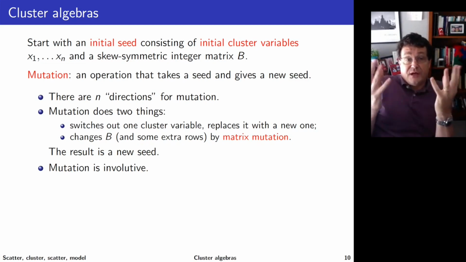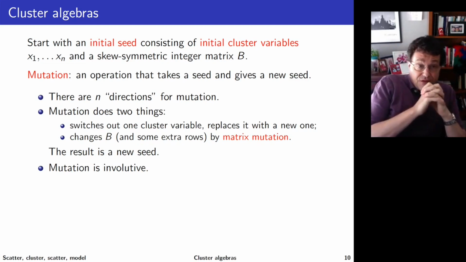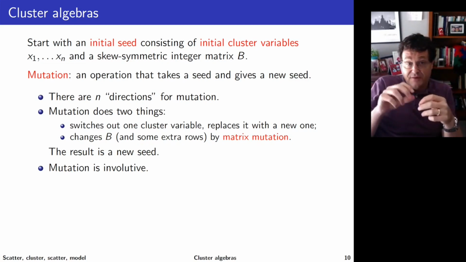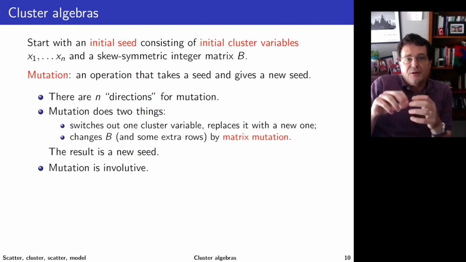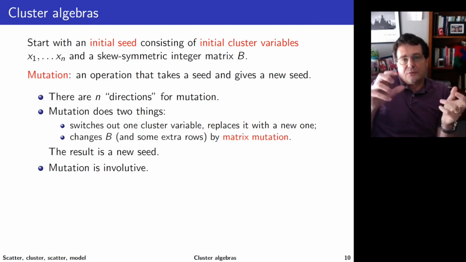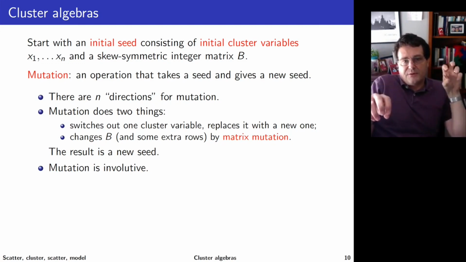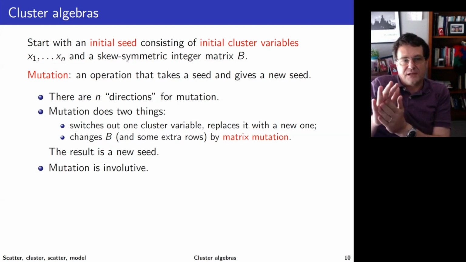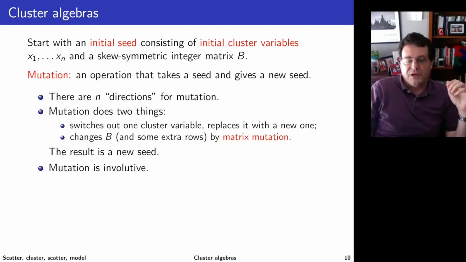And once you have that, you can mutate. There are n directions for mutation, and the n directions are basically the n initial cluster variables that are in a seed. Mutation does two things. It takes out one cluster variable, and there's some formula using the exchange matrix and the other cluster variables to replace it with a new rational function. So the new thing will be a rational function in the x1 through xn. And also there's a way to change B by matrix mutation.